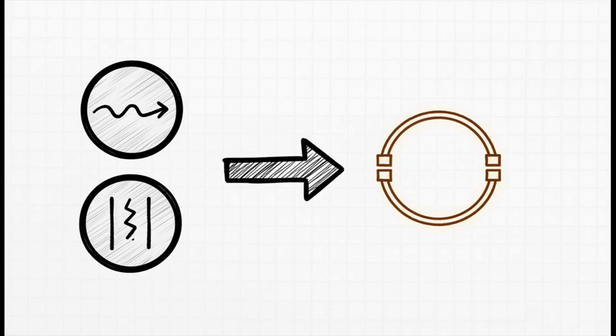And this is where Clarke's genius really shines. He didn't discover these effects, but he had the brilliant insight to combine them. He realized that if you put these two principles together, you could create something truly extraordinary, the superconducting quantum interference device, or as it's known, the SQUID.